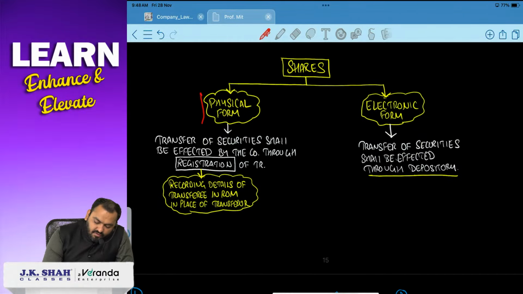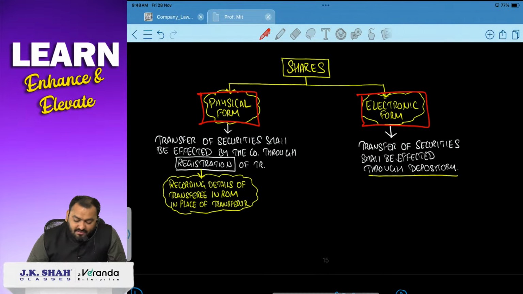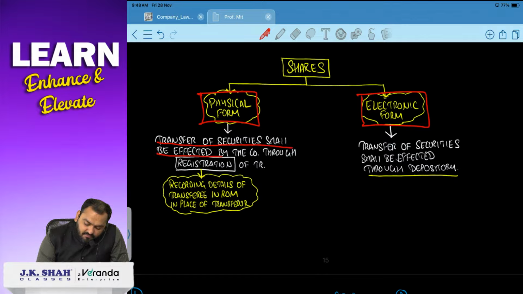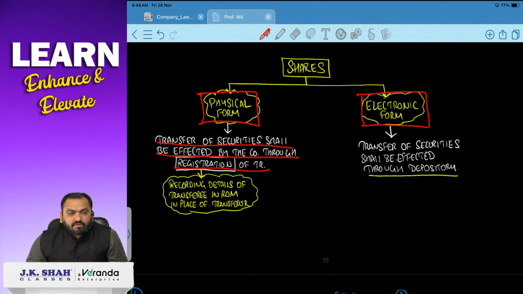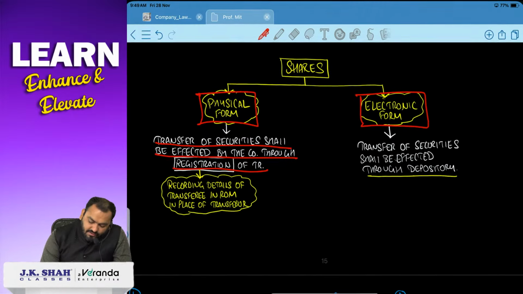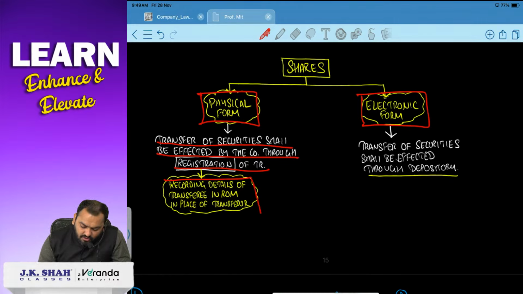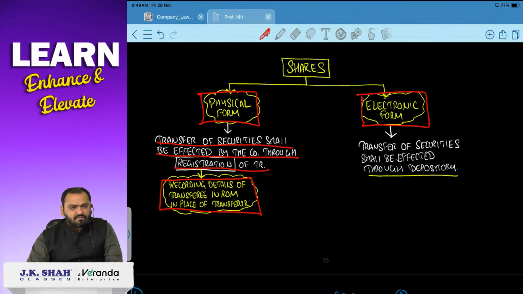Shares can be in the physical form, shares can be in the electronic form. If the shares are in the physical form, the transfer of shares shall be effected by the company through registration of transfer. I told you only transfer is not enough. Transfer must be registered because shares are in the physical form, meaning the name will be entered in the ROM. Yes or no? So in such a case, you need to record the details of the transferee in the ROM in place of the transferor, meaning the name of the party shall be changed.